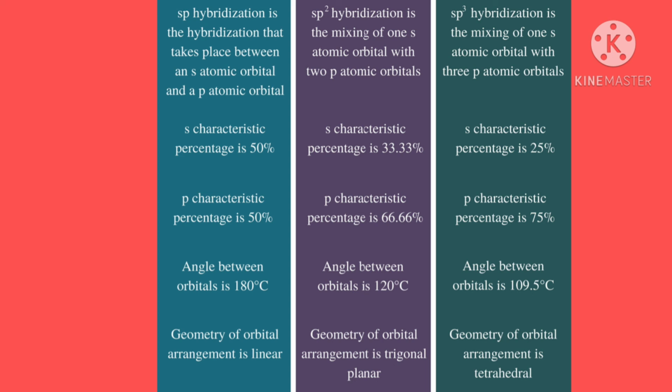Whereas in sp, the p character percentage is 50, in sp2 the p character percentage is 66.66, and in sp3 the p character percentage is 75%. The angle between the orbitals in sp is 180 degrees, in sp2 it is 120 degrees, and in sp3 it is 109 degrees 28 minutes. The geometry of the orbital arrangement in sp is linear, in sp2 it is trigonal planar, and in sp3 it is tetrahedral.